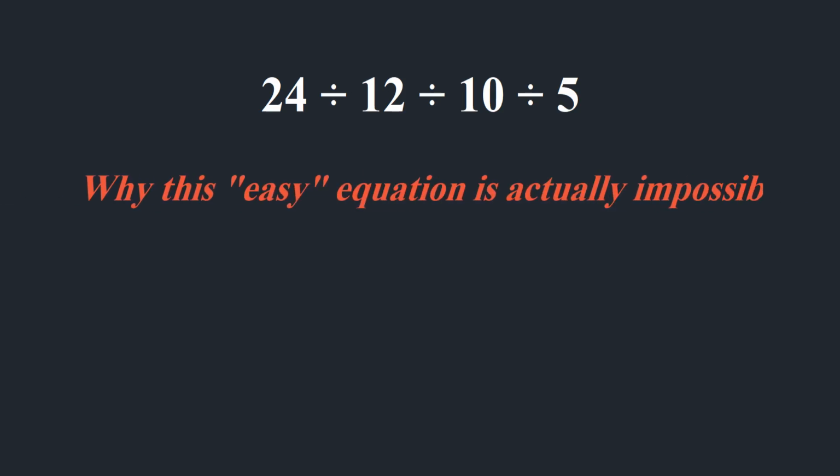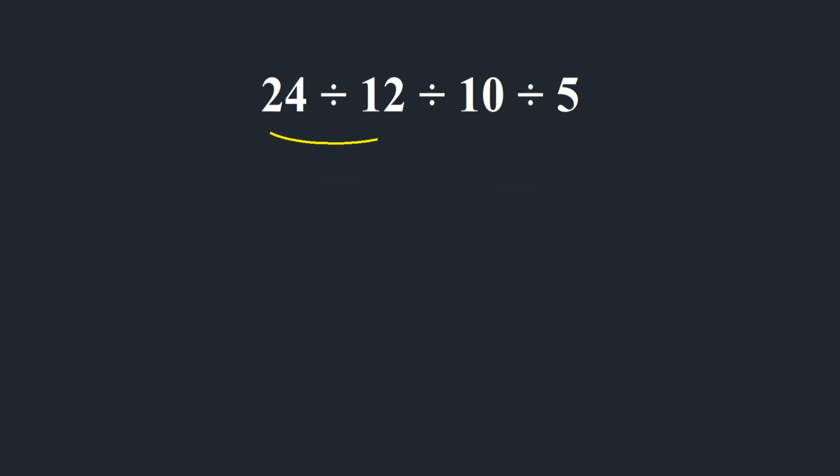In this episode, 24 divided by 12 equals 2, and 10 divided by 5 equals 2. Now we have this problem: 2 divided by 2, which equals 1. But this answer is not correct, because according to the order of operations we must do this division, then this division, and at last this division.